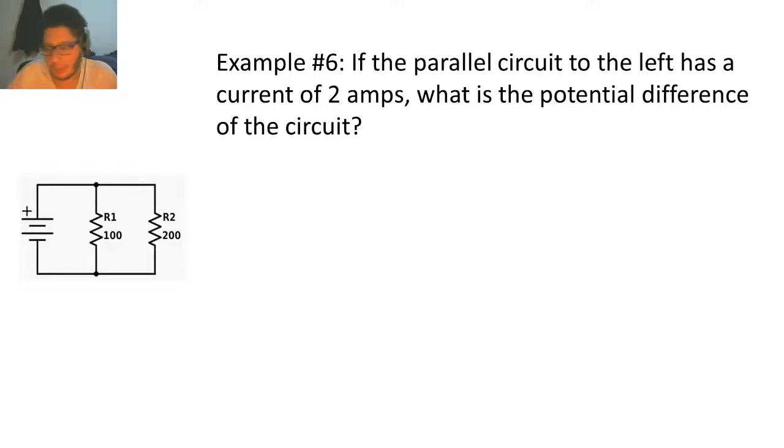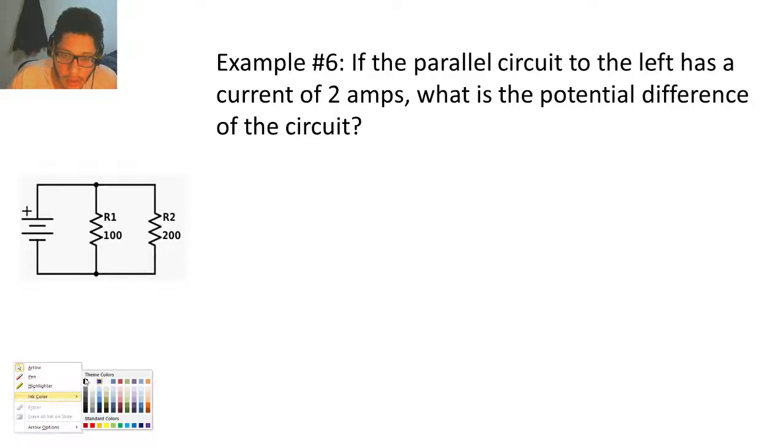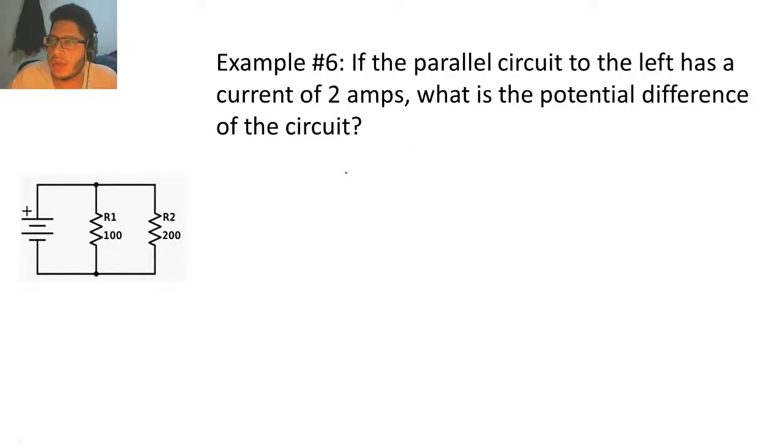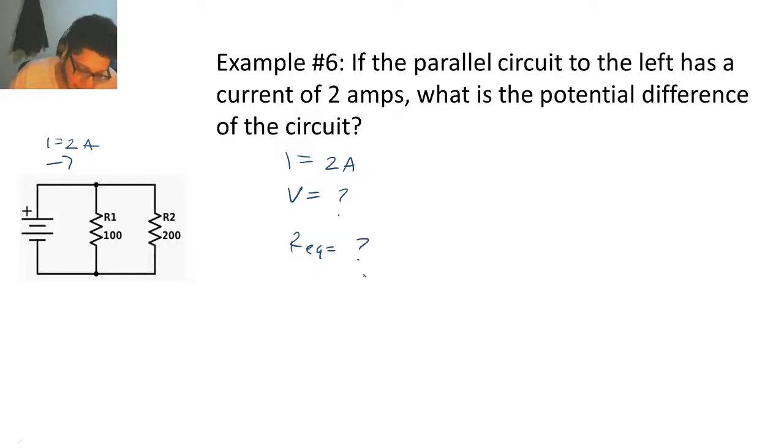Okay, let's go through it together. If the parallel circuit to the left has a current of 2 amps, so I equals 2 amps. So let's list that out. We're being asked for voltage. We don't know it. And if we check our reference table, we should keep in mind that the voltage is going to be the same across all of my resistors. So the voltage is going to be whatever number we calculate out. We do need to find my resistance because I don't know it.